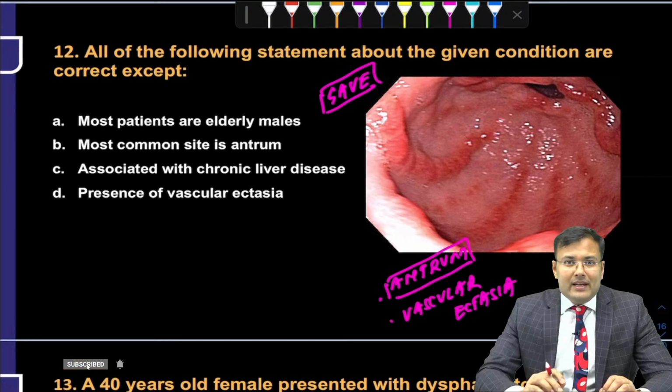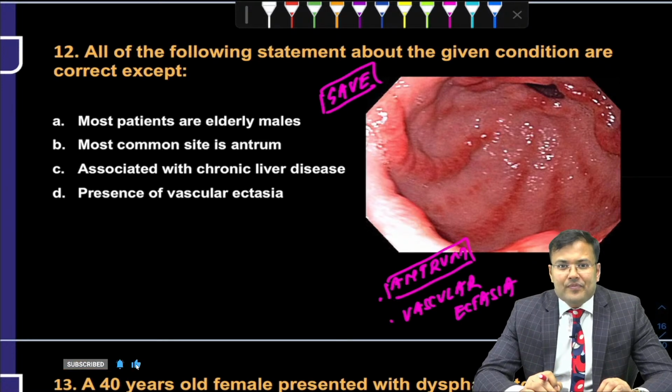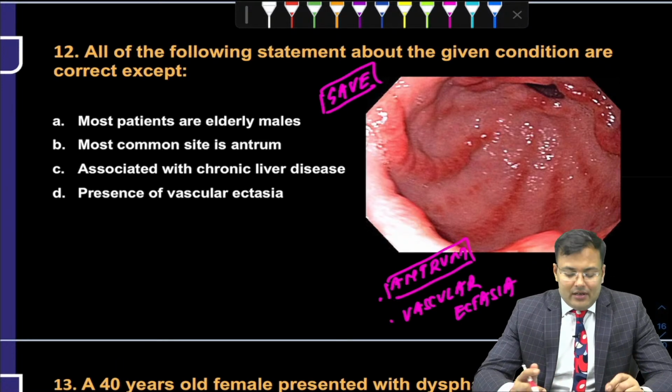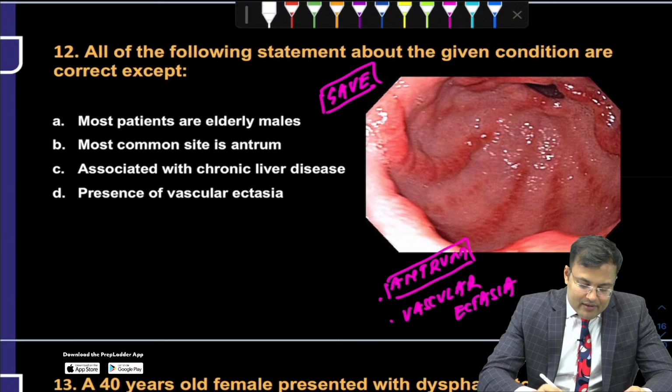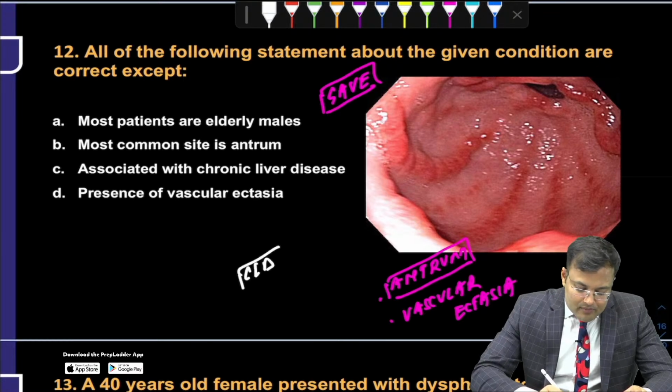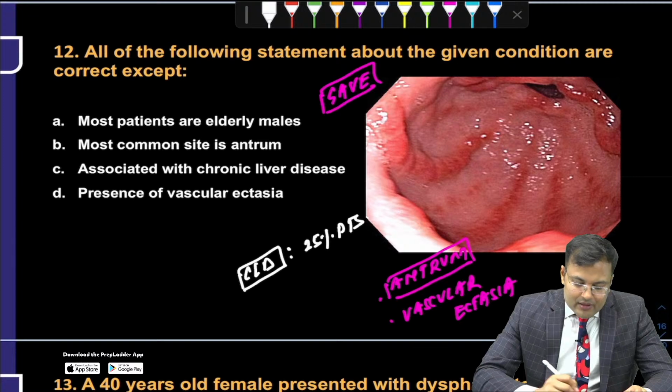It is more common in elderly females. Most common site is antrum. Chronic liver disease is seen in 25% of patients. Clear?